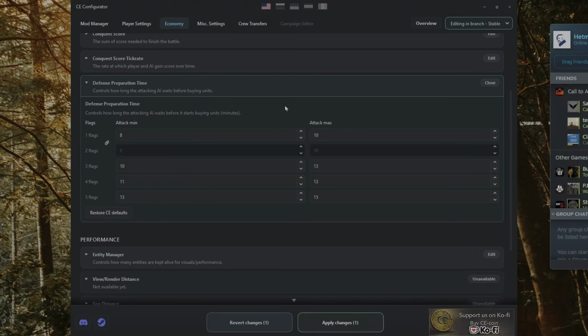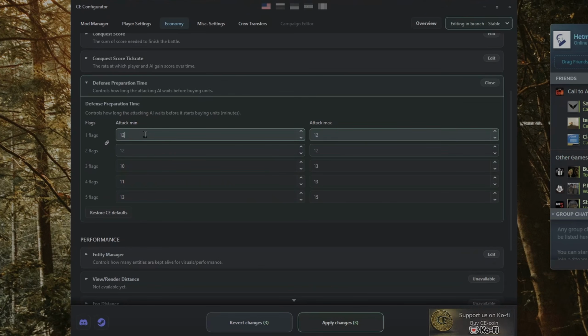And again, something really cool. This will be defense preparation time. So we have flag number 1, and we have attack minutes would be 8, and max would be 10. Essentially this means that the enemy will strike somewhere between minute 8 and minute 10. There's a 2-minute window where AI will attack. But you can increase this to make it 10-10. So absolutely at 10 minutes, you know that AI will strike. But you cannot increase this value more.